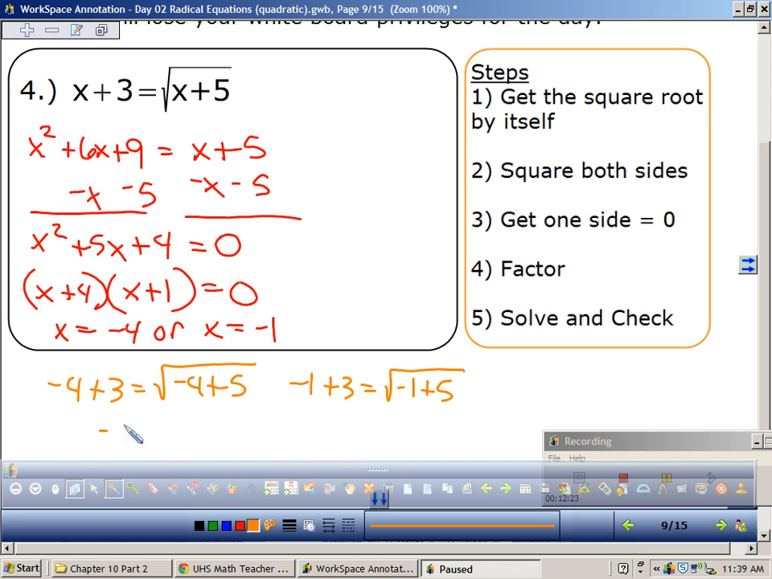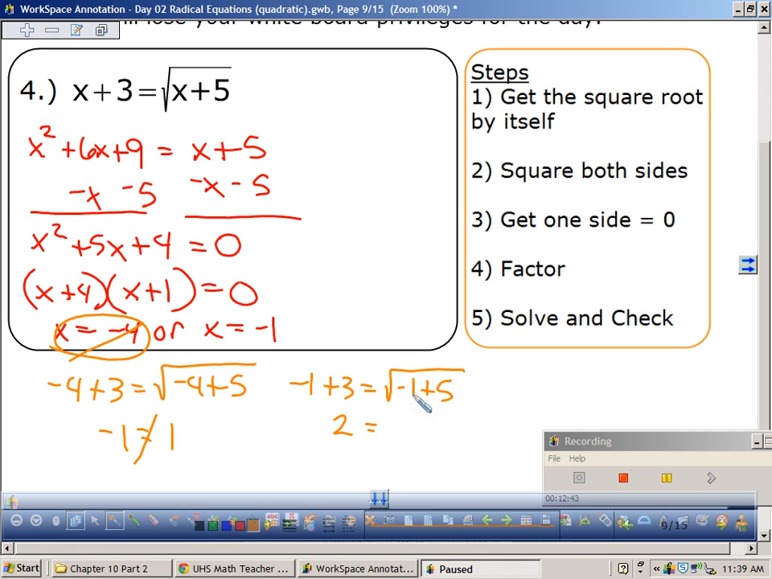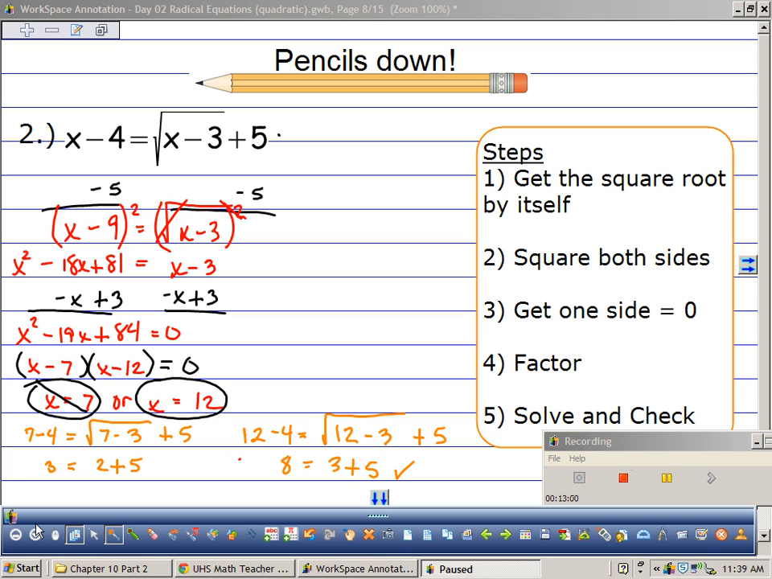Negative 4 plus 3 is negative 1. Negative 4 plus 5 is 1. What's the square root of 1? 1. Does this check? No. So this is not a solution. Negative 1 plus 3 is 2. Negative 1 plus 5 is 4. The square root of 4 is 2. This one does work. And we're done with that. Let's go back now, and I'd like you to copy down this entire slide into your notes, please.